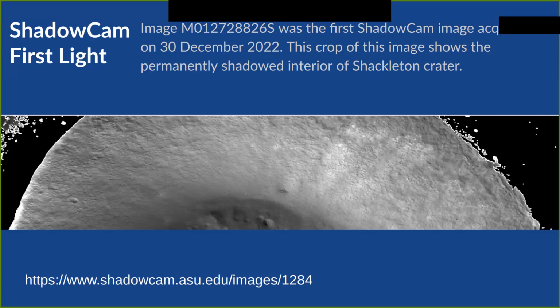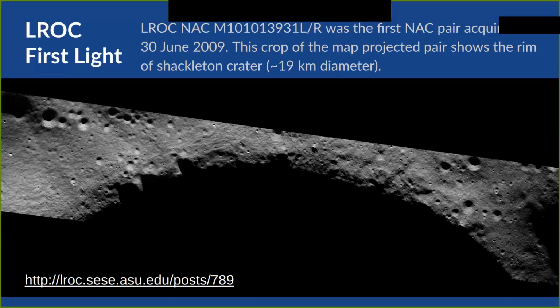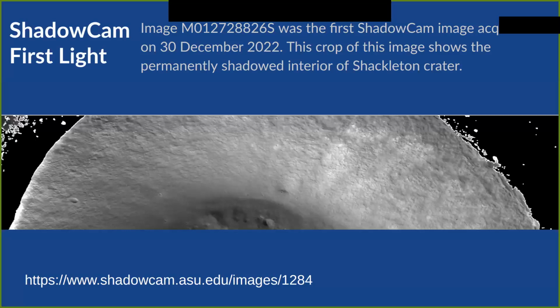And so in this case, we're seeing the interior of the crater. The interior of this crater normally sees no illumination at all. And so this is just using reflected light. If we look back at the LROC image, we can see with LROC, we get the outside of the crater, and then with ShadowCam, we get the inside. And we'll take a closer look at that before we dig into the data.